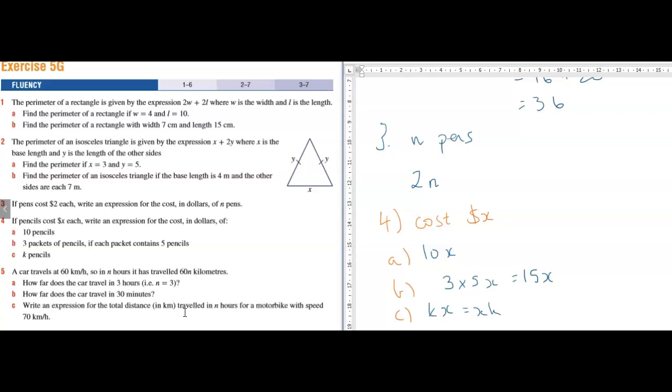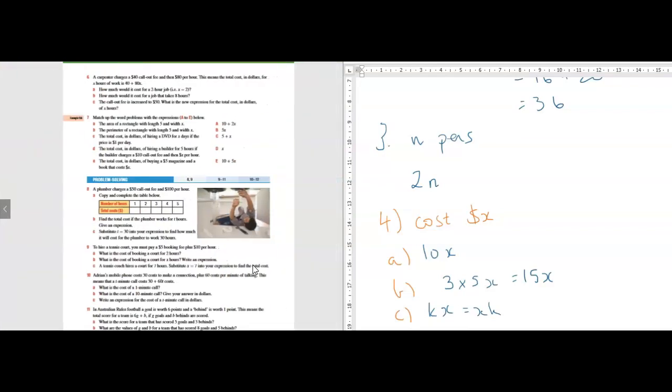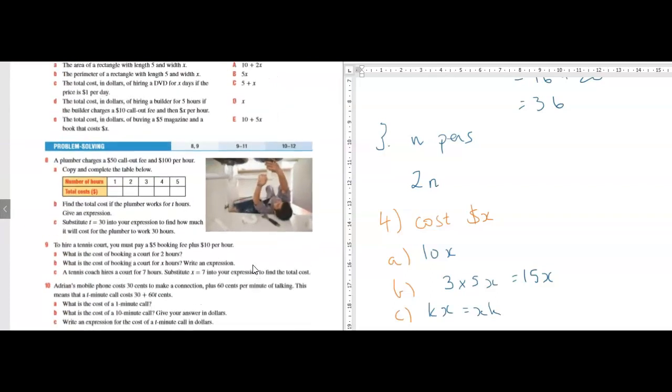Write an expression for the total distance in kilometers traveled in n hours for a motorbike with a speed of 70 kilometers per hour. So it's just going to be, I just need to read the question again. Okay, so it's the same thing. You're just changing the 60n to 70n. I was thinking, do the two relate to each other? I just wanted to check that. All right, let's have a look at question 6.